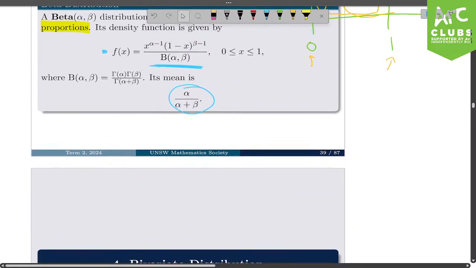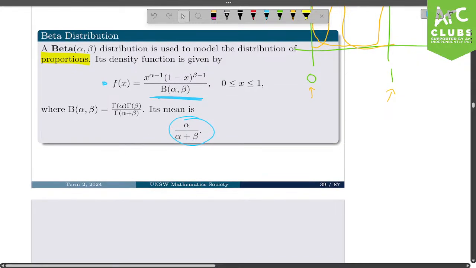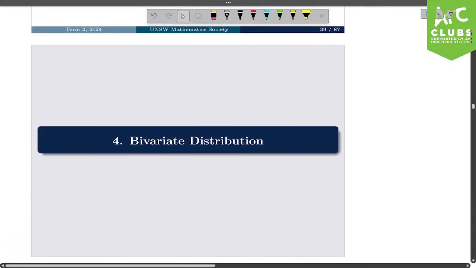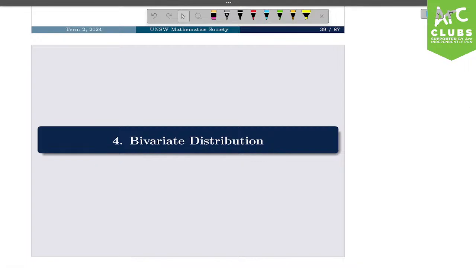All right, that's the end of univariate distributions. We're going to go on to bivariate distributions. I guess now I'll hand it over to Otto, and he'll take you for the rest of this workshop.